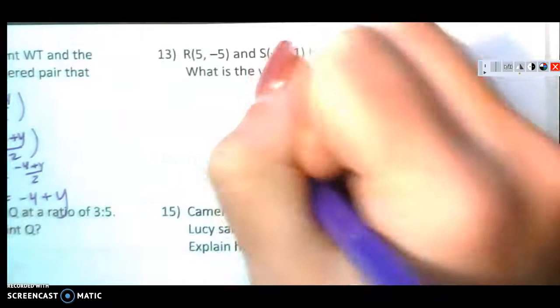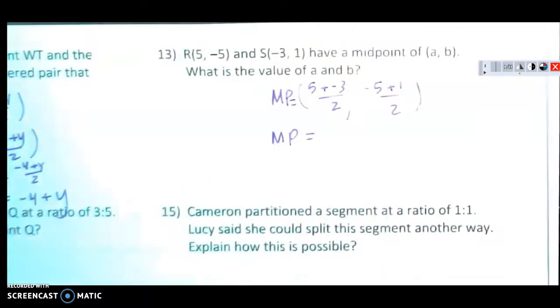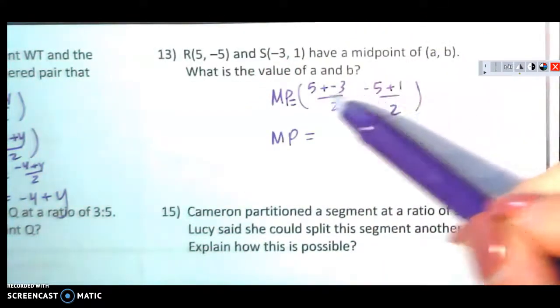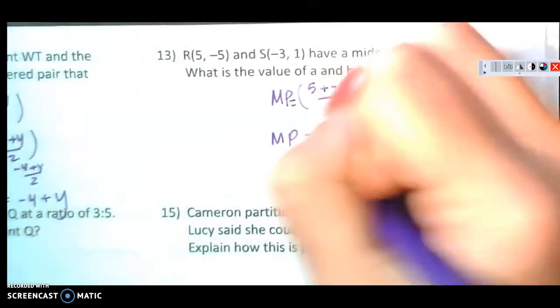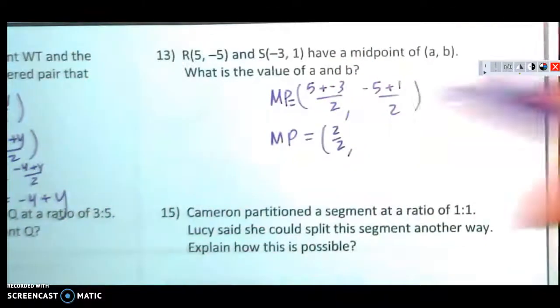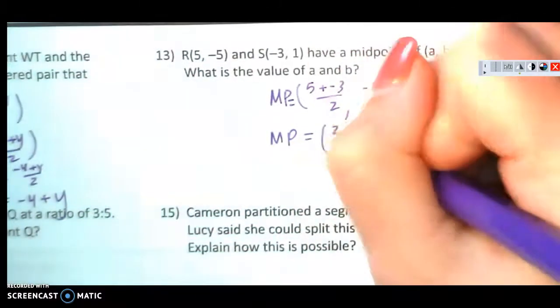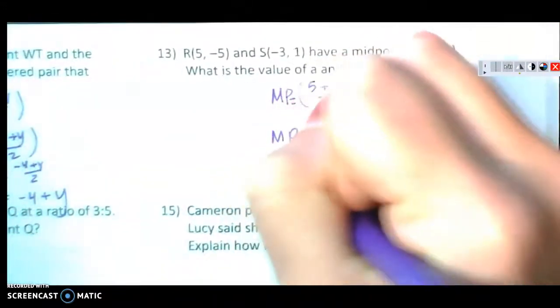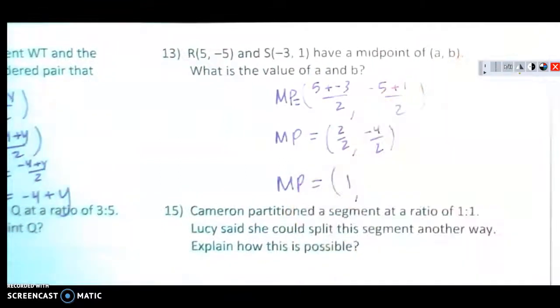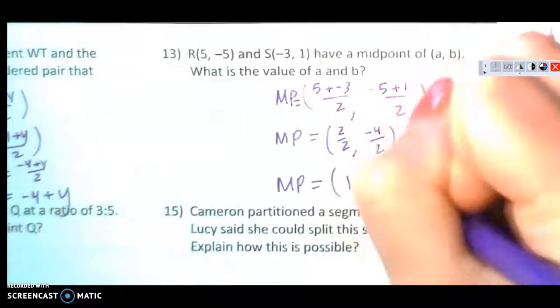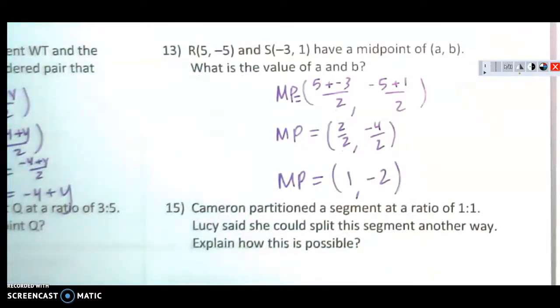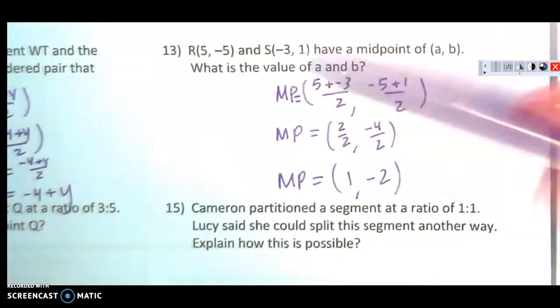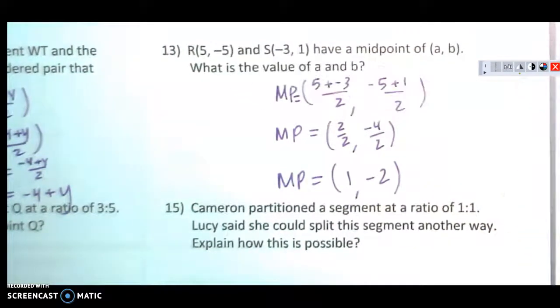Okay, it looks like when we go to simplify this one, we should be getting a 2 over 2. And it looks like this one is going to be a -4 over 2. So we can simplify this just a little bit further. That first coordinate's a 1. That second coordinate is a -2. So here's the midpoint of this segment RS.